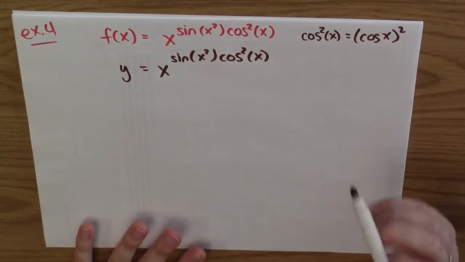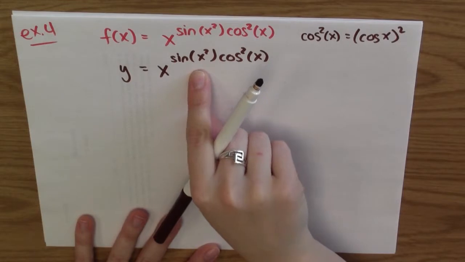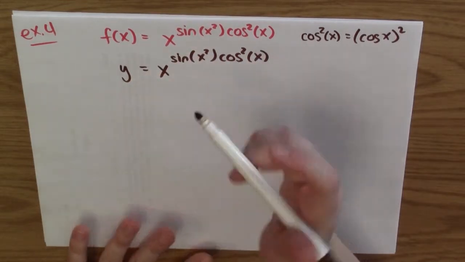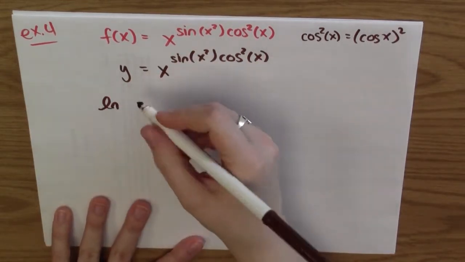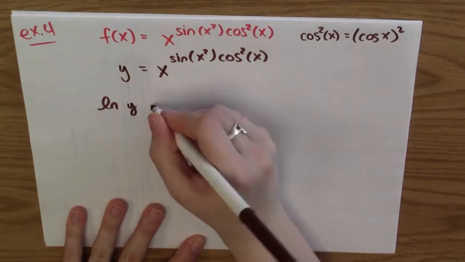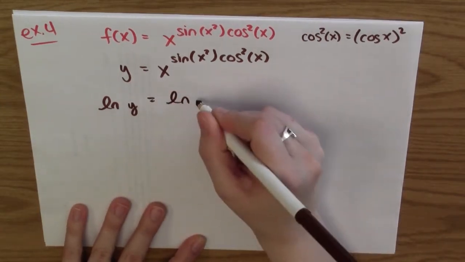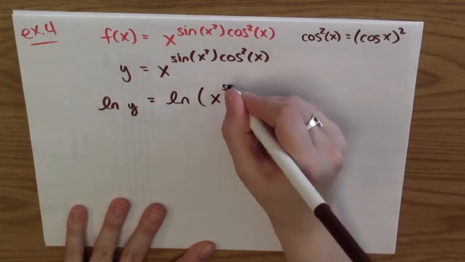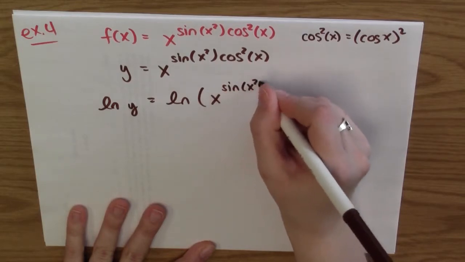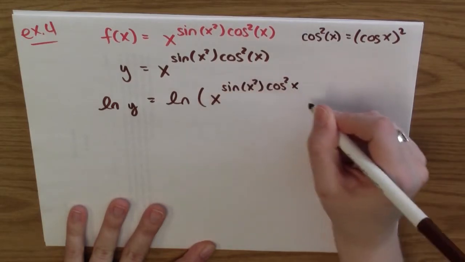And then I go ahead and, in order to do that, I'm going to take the log of both sides. So log, natural log, same thing. Natural log of y is equal to the natural log of x to the power sine of x squared cosine squared of x.